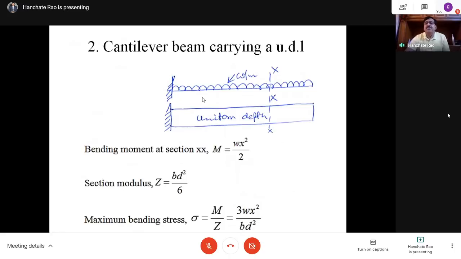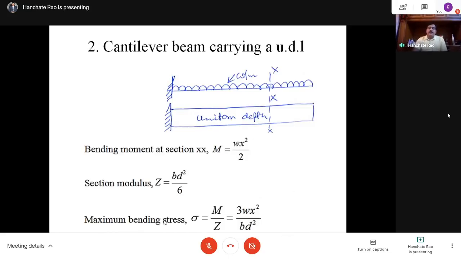So again the same procedure. If you consider a section at a distance of x here, the bending moment is W x into x by 2. The bending moment here is W into x, which is the load, into x by 2, which is the moment arm. So W x into x by 2, Wx square by 2, hogging. So that is the bending moment.